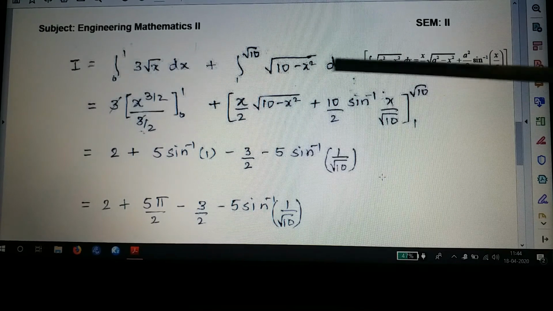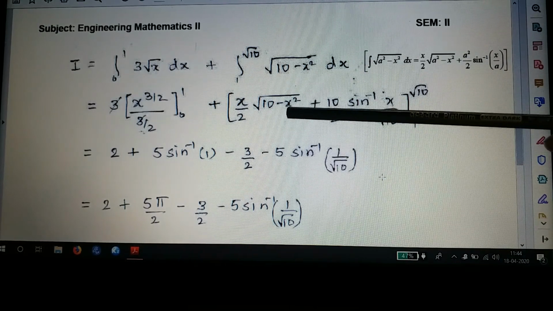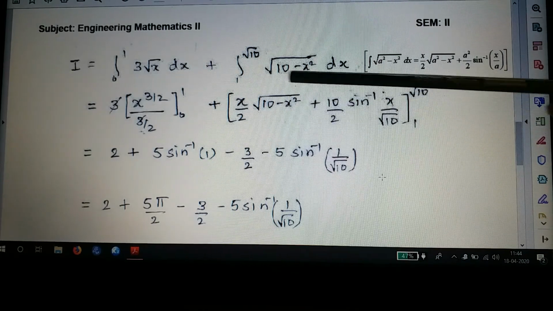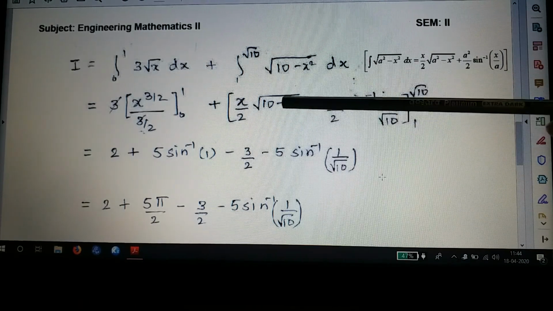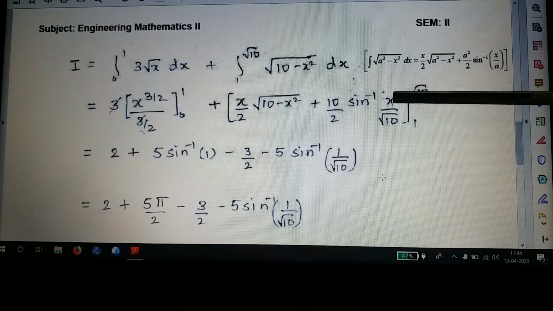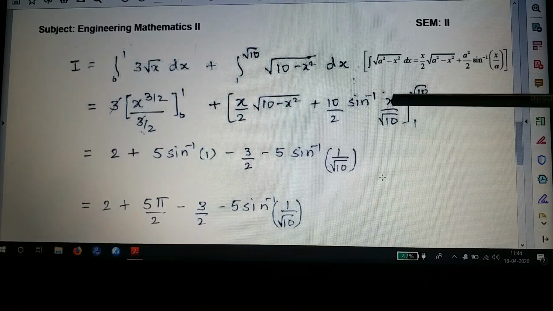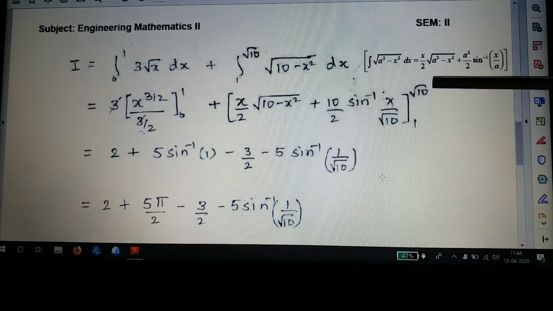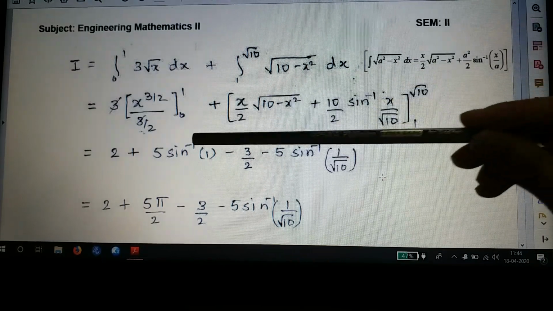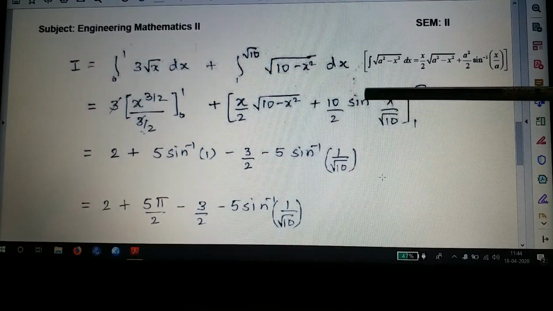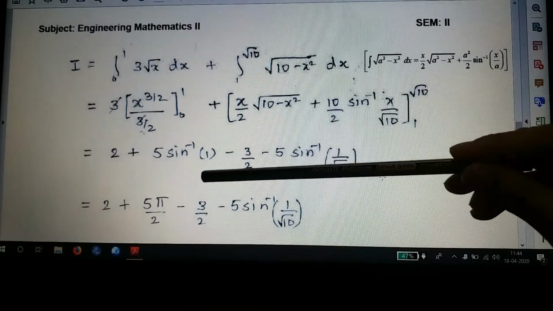When you put root 10 here, root 10 squared is 10. 10 minus 10 is 0. So this term will become 0. Now let's go to this term. Put root 10 here. Root 10 upon root 10 will become 1. So this is sine inverse 1. And 10 by 2 is 5. So after putting the upper limit, we get only one term, which is 5 sine inverse 1.